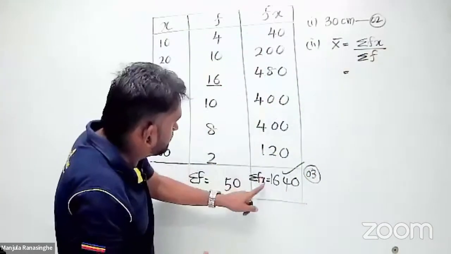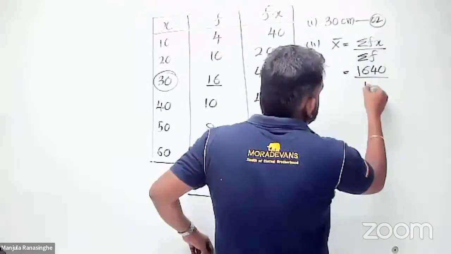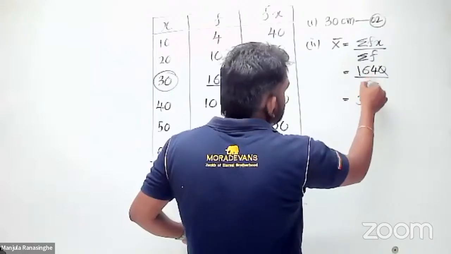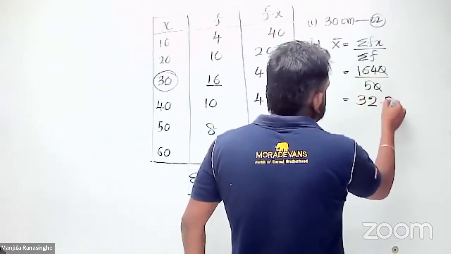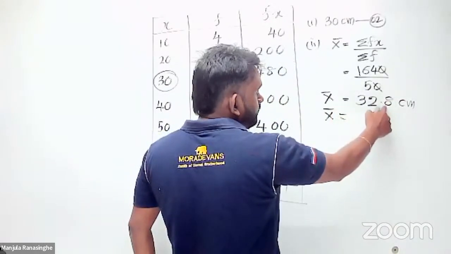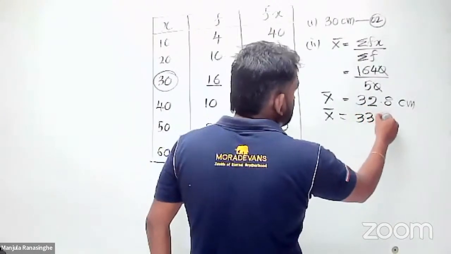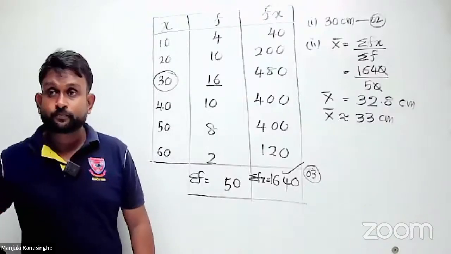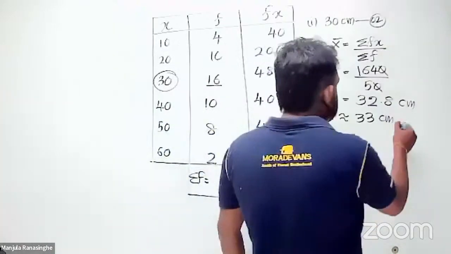So sigma fx, the fx column sum, that is 1640, divided by the sum of the f column, that is 50. Okay, now you can divide, 0 and 0 cancel, then 5 into 3 is 15, 1 remaining, for 14, 5 into 2 is 10, for 48, 32.8 centimeter. They are asking to the nearest centimeter. That means disregard the first decimal place and you add 1, because here 8 is more than 5, that means 33 centimeter. That's approximately equal. Okay, fine. So finding that means you have another 3 marks there.